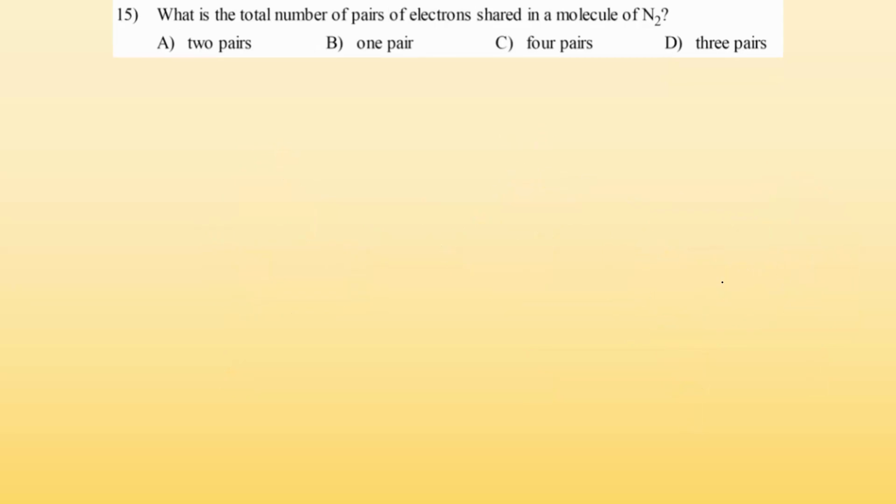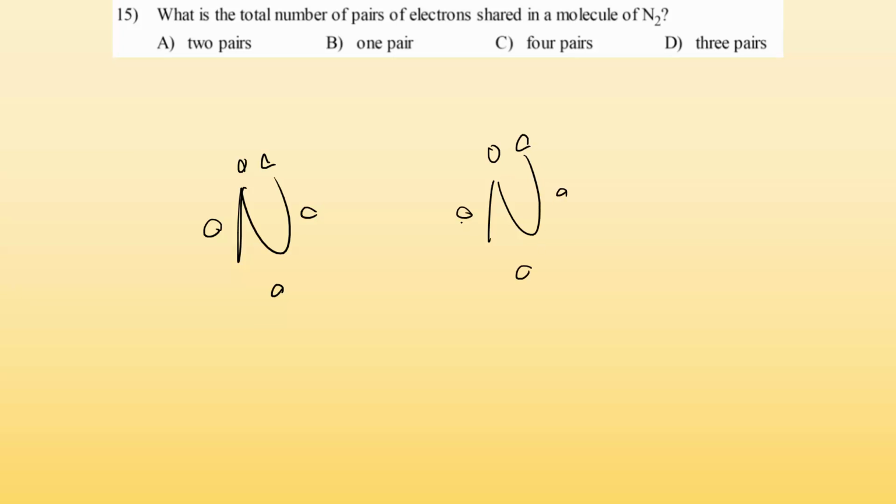All right, 15. What is the total number of pairs of electrons shared in a molecule of N2? So again, same thing. Nitrogen has a total of 5 valence electrons. So how do we get to 8? How many more does it need? It needs 3 more. So it goes, hey, why don't I kick in 3?